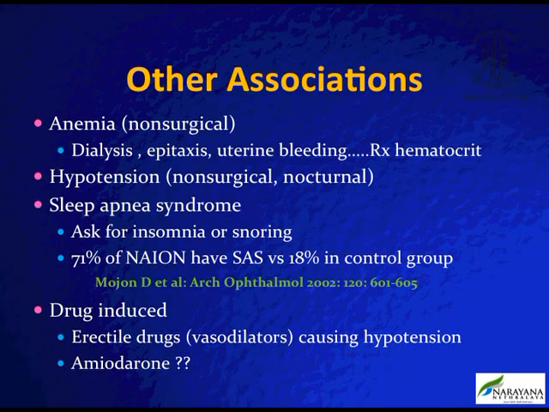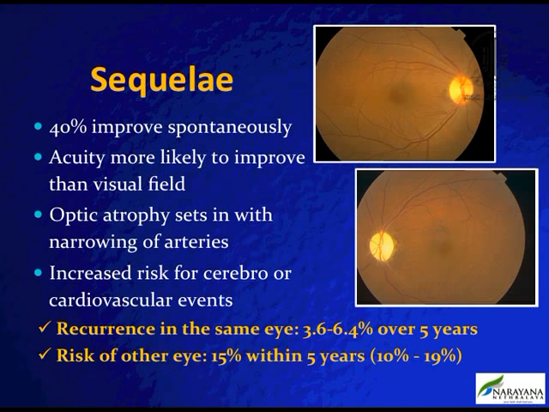Then another association is sleep apnea syndromes. You need to specifically ask the person for any insomnia or snoring, and they found that there is 71% association in a study which was done against a control group. Then drug induced also, wherever there is a possibility of developing hypotension, can also lead to development of NAION.